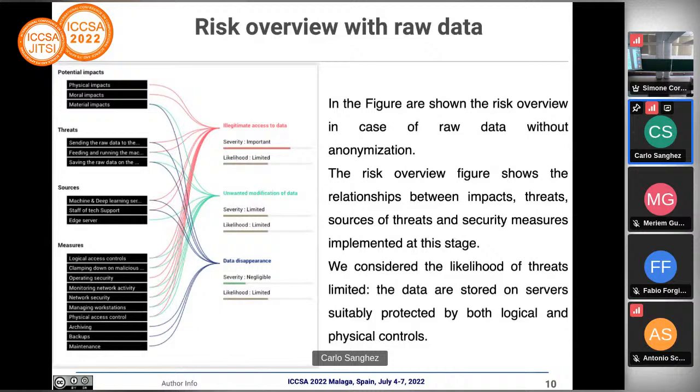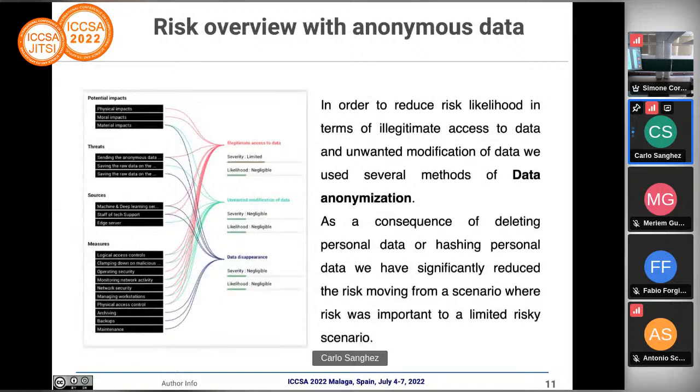Then we performed a new experiment, this time using an anonymous data set. So we applied some anonymization techniques in order to try to mitigate the risk level. In this slide, as you can see, we have the same potential impacts, the same threats, the same sources, the same controls, because the software architecture is the same.